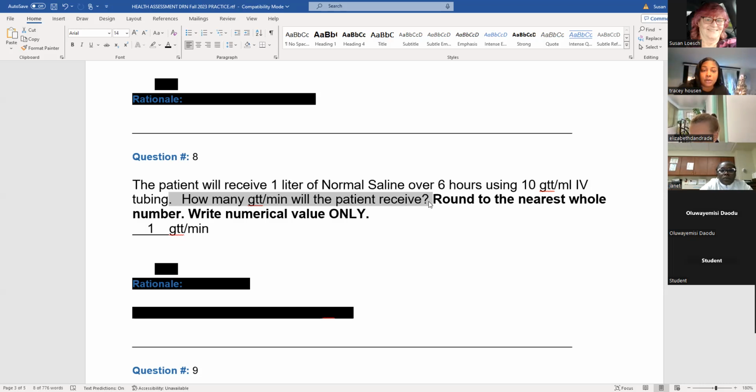There are other GTT problems that calculate mLs per hour, so I don't want to confuse you here. That rule applies to drops per minute only.